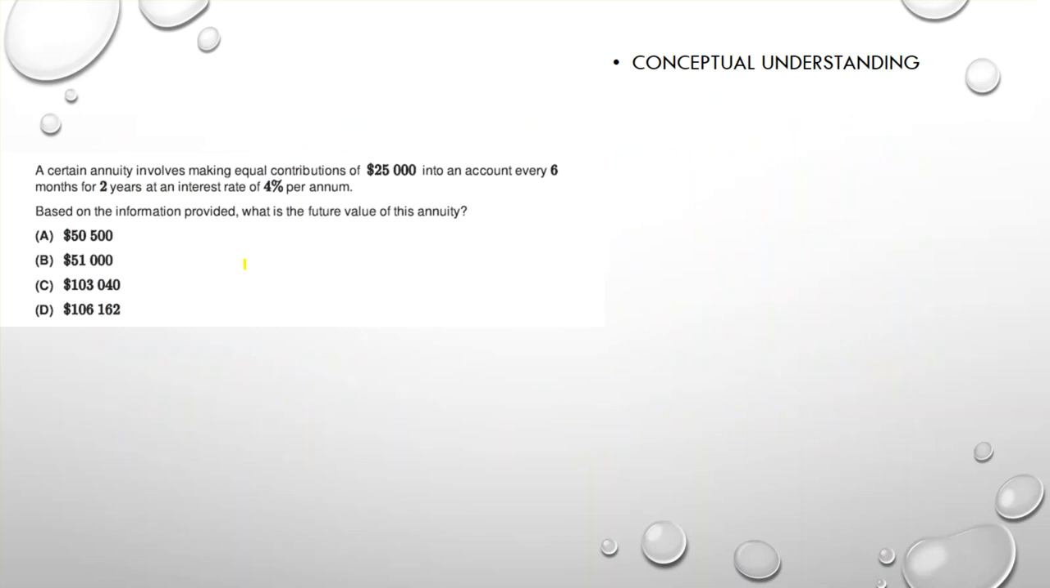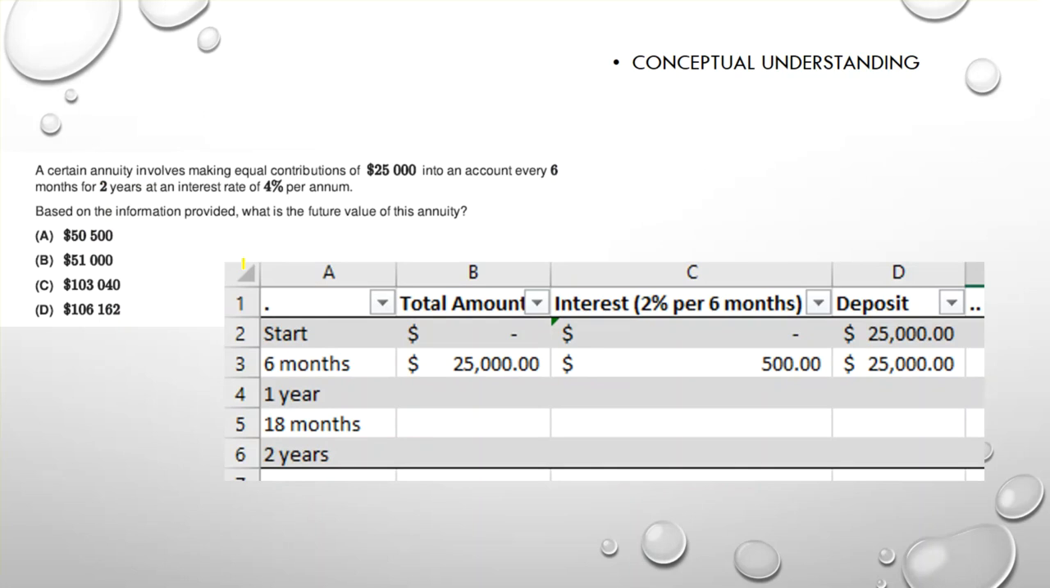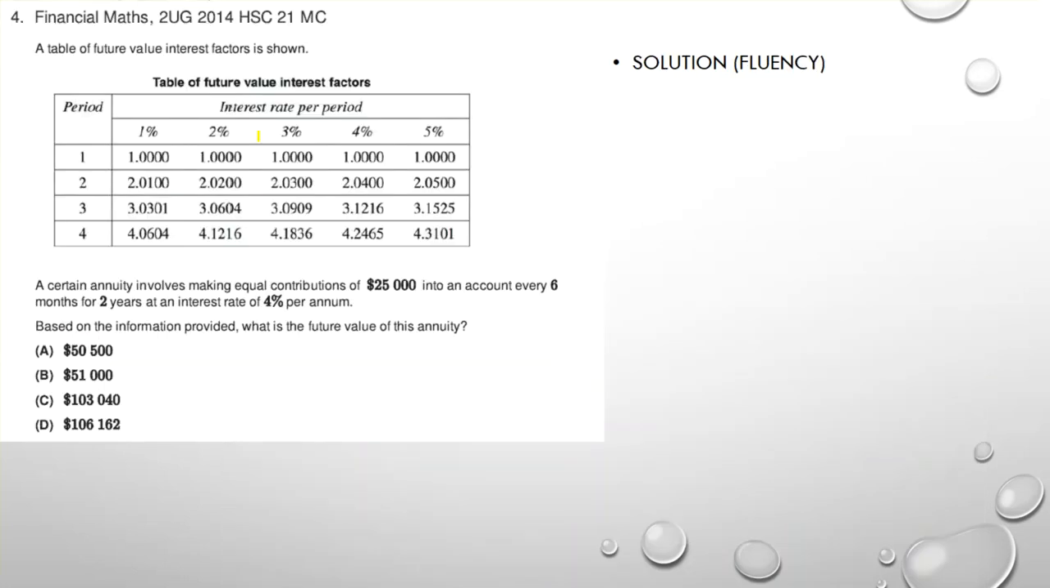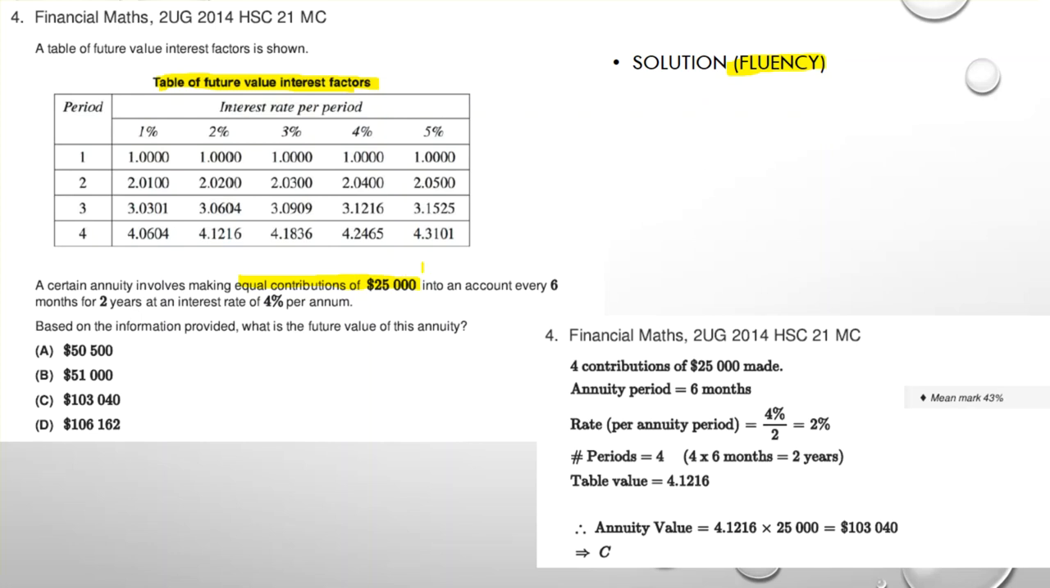So this is the same problem as before that we did using the spreadsheet. But this time around, we're going to use this table of future value interest factors. So we're working on our fluency. This is how you would solve an HSC question. If we have a certain annuity involving making equal contributions of $25,000, we can start to put this information into a summary of the question.